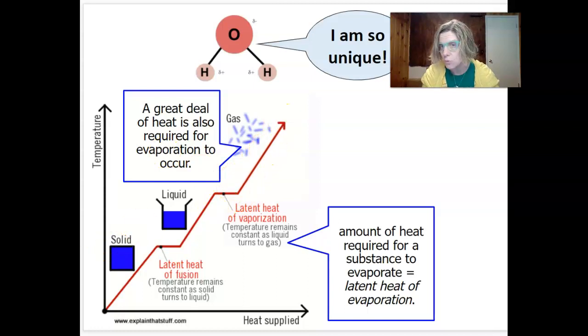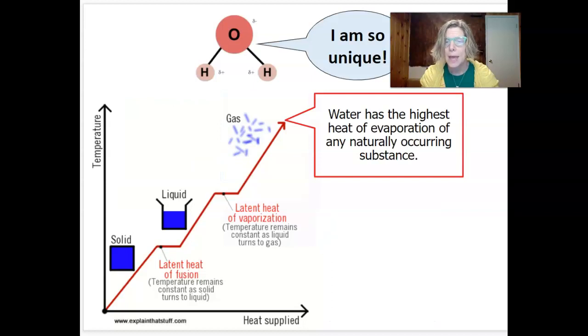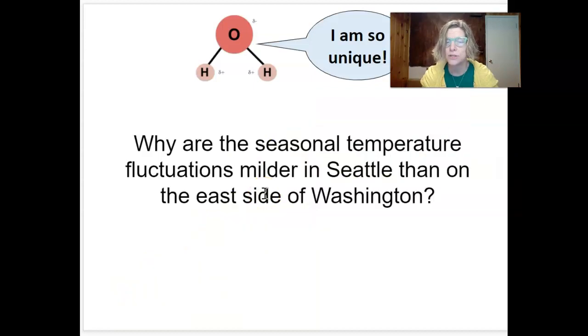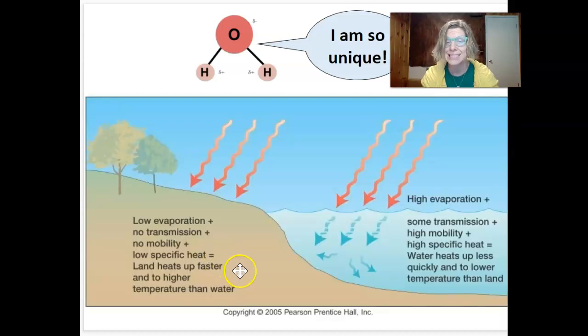And we know that when we're trying to boil water for coffee and tea. And water has the highest heat of evaporation of any naturally occurring substance. Why are the seasonal temperature fluctuations milder in Seattle than on the east side of Washington? So this figure shows that land heats up faster and to a higher temperature than water, okay? Water heats up less quickly and to a lower temperature than land.